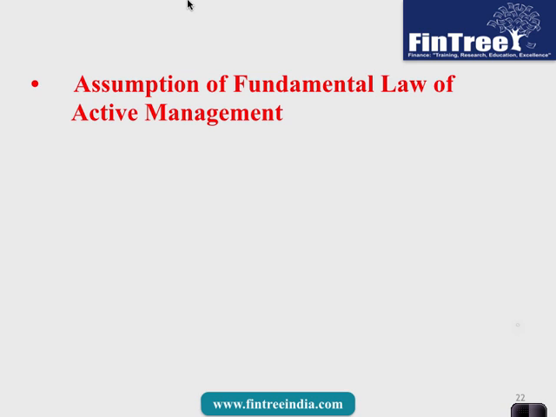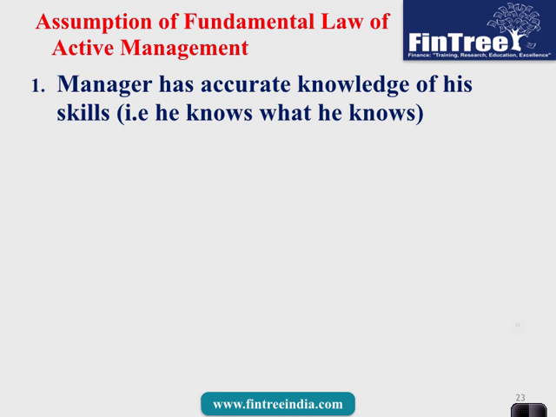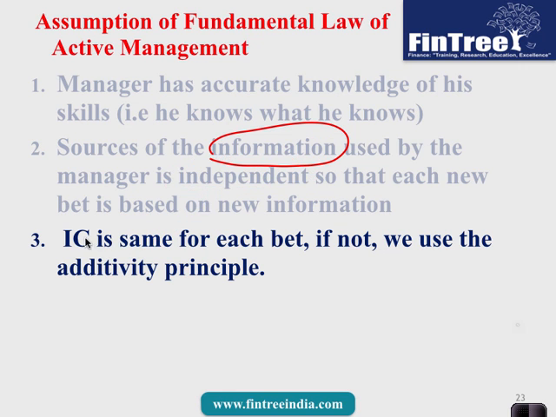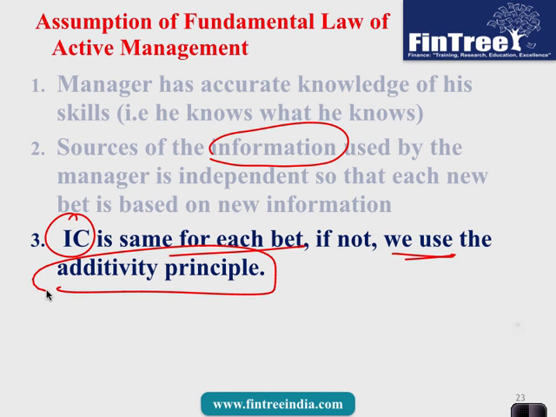And the last LOS, which is assumptions of the fundamental law. First one, a manager has accurate knowledge of his skills. He knows what he knows, and he knows what he does not know. That means he has the ability to understand what his skill sets are. Second, sources of information are independent. We've already spent a good amount of time on this. And the third one, IC is the same for each bet, and if it is not the same, then we have to use the additivity principle. Are we fine?